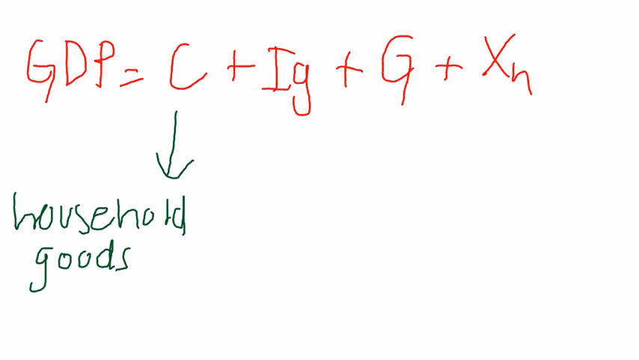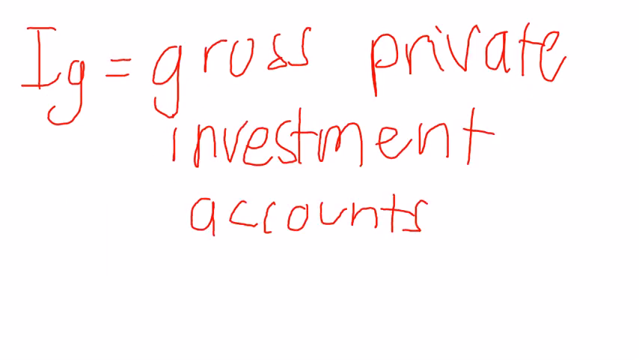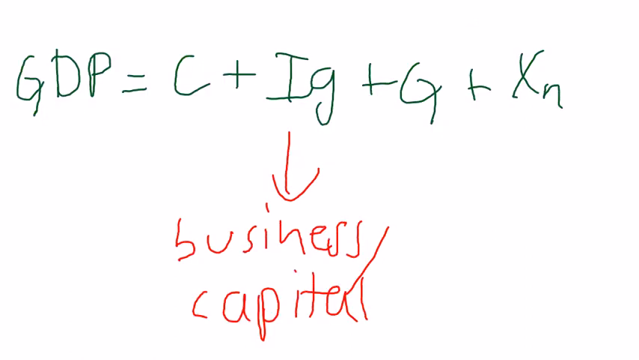Next, on to IG. So IG is the gross private investment accounts, which means all final purchases of machinery, equipment, and tools by business enterprises, all construction, and all changes in inventories. So in the equation, IG represents the business and capital side of things.